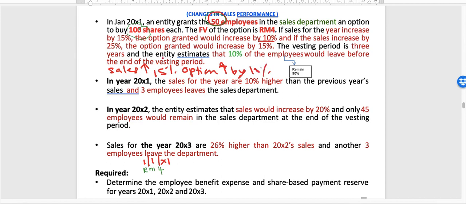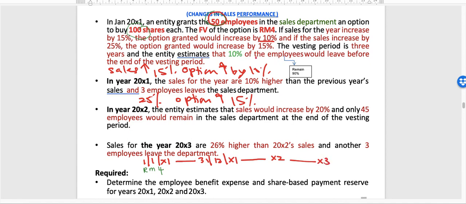And if the sales increase by 25%, then the option will increase by 15%. Okay, the vesting period is 3 years. So that will be 31st December year 1, year 2, year 3. So that is 3 years.